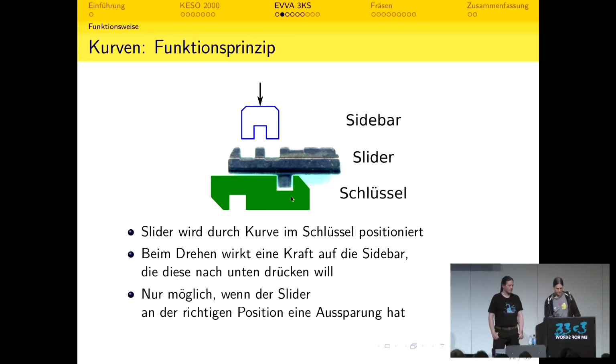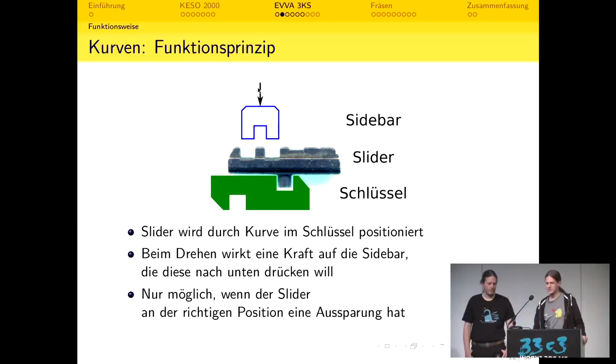On the lower part, you see the key. In this example, it only has 1 curve, and that curve moves the slider. If I insert the key into the lock, the force is applied onto the sidebar that is pressed inside, and only if there is space in the slider for the sidebar, then I can turn the key and open the door. You see a small cavity on the right. It's a fake cavity. So if someone tries to pick the lock, if they turn it a little bit, the sidebar would get jammed in there and the lockpicker could not pick the lock.